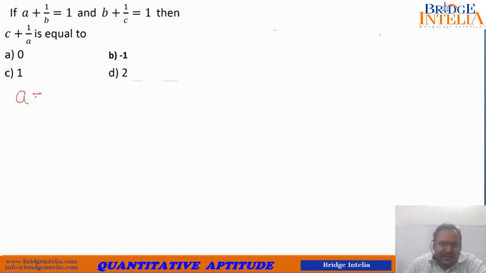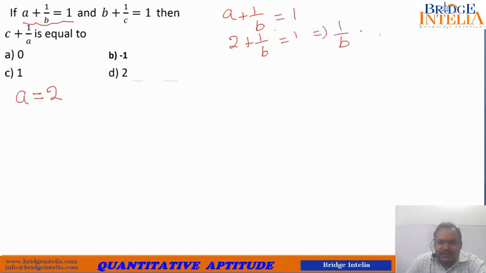So if I assume a to be equal to 2, now concentrate on this part. It is being told to us that a plus 1 by b is equal to 1. So if I assume a to be equal to 2, that would mean that 2 plus 1 by b is equal to 1. So from here you can conclude that 1 by b is equal to minus 1, or else b is equal to minus 1. So if you are assuming a to be equal to 2, that would mean that b has to be equal to minus 1. So if b is equal to minus 1, what would c be equal to?